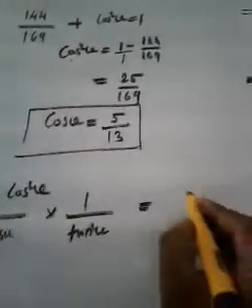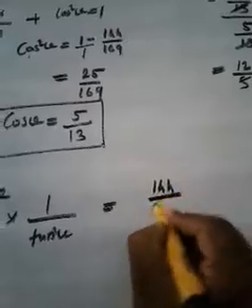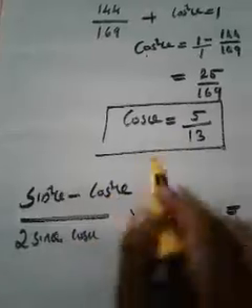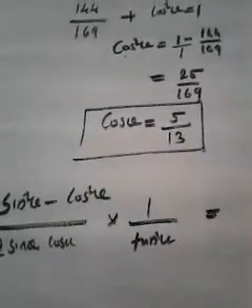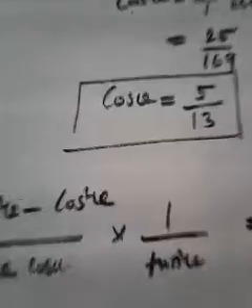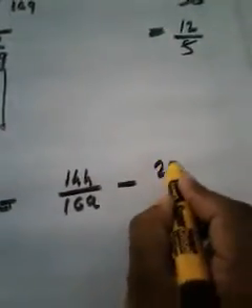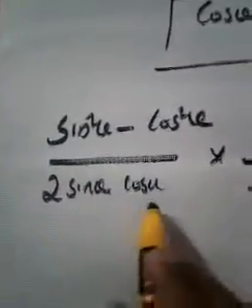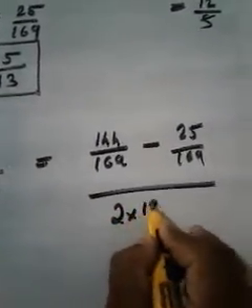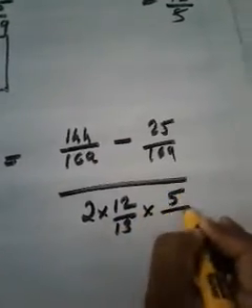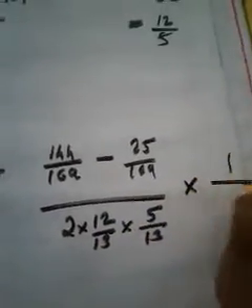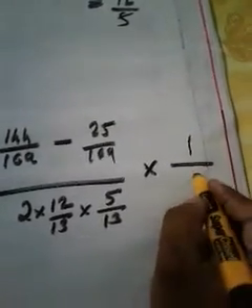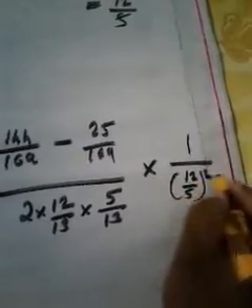Sin theta is 12 by 13. So sin square theta will be, take the square, 144 by 169 minus, what is cos theta? 5 by 13. Then what will be cos square theta? Take the square. Tell me very fast. Cos theta is equal to 5 by 13. Then cos square theta will be its square. That means 25 by 169 divided by 2 sin theta cos theta, 2 into sin theta into cos theta. So that will be 2 into 12 by 13 into 5 by 13 into 1 by tan square theta. That means 1 by tan theta is 12 by 5. So 1 by tan square theta will be 1 by (12 by 5) square. You may have understood.